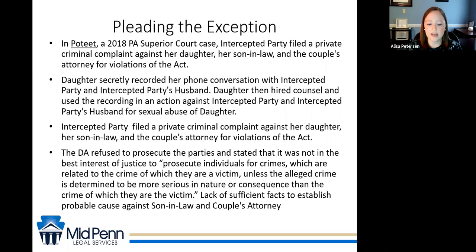So basically he was saying because she was the victim of a sexual assault, he did not think that it was worth it to prosecute her for recording evidence of that crime, because that crime in his eyes was more serious than a violation of the Wiretap Act.